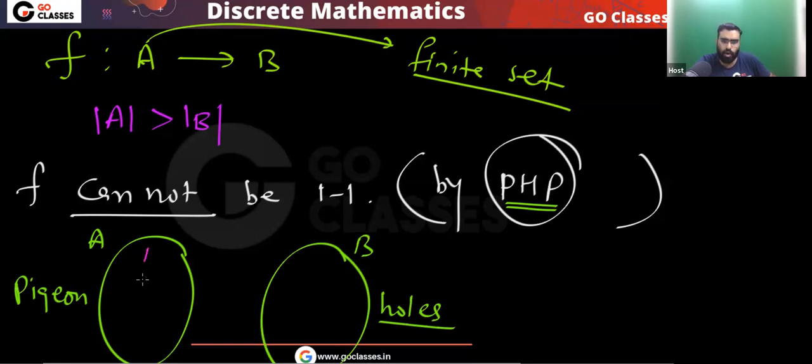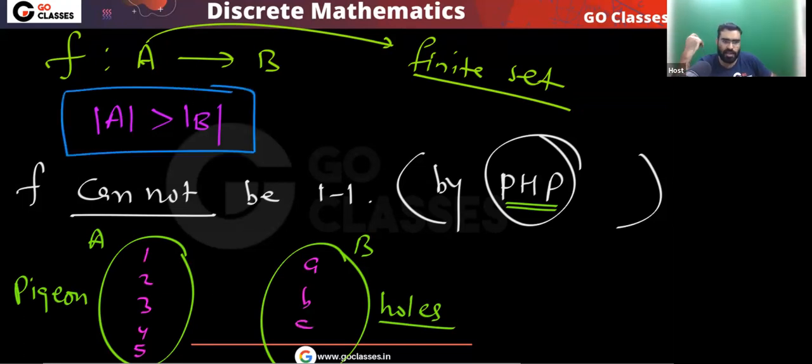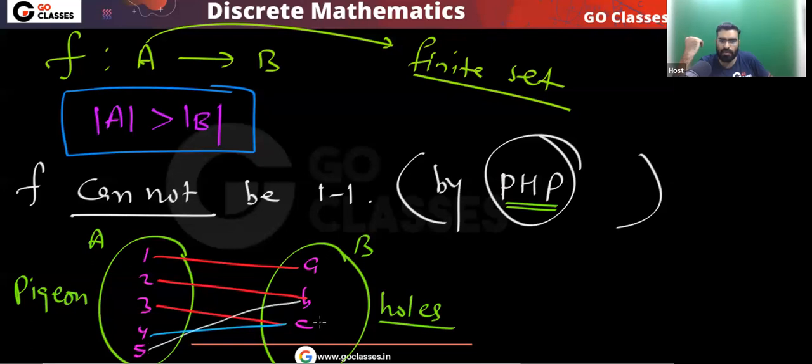Now you can notice there are more pigeons: 1, 2, 3, 4, 5. And there are fewer holes. So you can easily see that there are more pigeons and fewer holes. So at least 2 pigeons will definitely go to the same hole. Whatever you do, at least 2 pigeons will definitely go to the same hole. So this is also your pigeonhole principle.